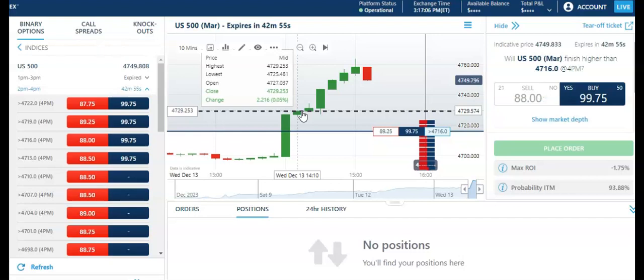So compare the 2 o'clock price with the 2:20 price. If we see a significant move, and it's pretty much all in one direction, the market tends to go in that same direction for the last 40 minutes of the hour.